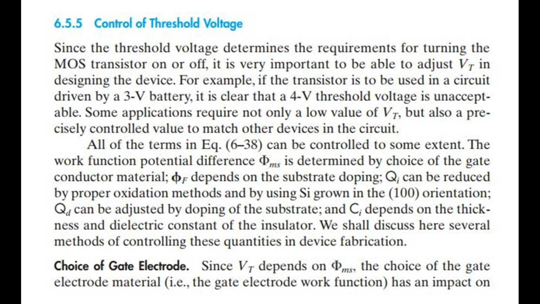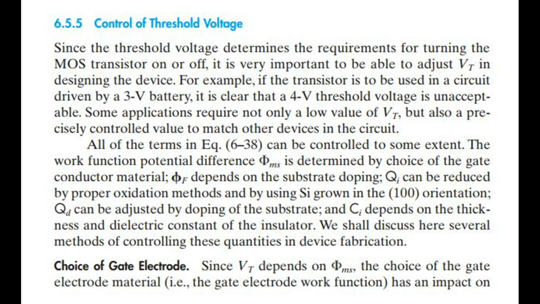The work function potential difference FMS is determined by choice of the gate conductor material. φF depends on the substrate doping. Qf can be reduced by proper oxidation methods and by using silicon grown in the 100 orientation. QD can be adjusted by doping of the substrate, and Ci depends on the thickness and dielectric constant of the insulator. We shall discuss here several methods of controlling these quantities in device fabrication.